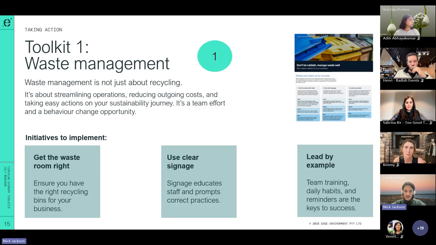It's streamlining operations, making things more efficient for your staff members, reducing outgoing costs from your general waste, and also it's an easy action to take on your sustainability journey. It's a team effort, and it's also a behavior change opportunity.